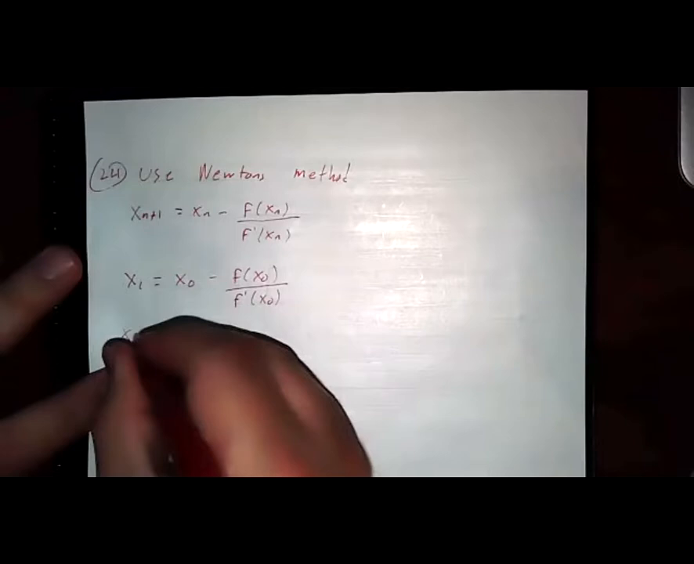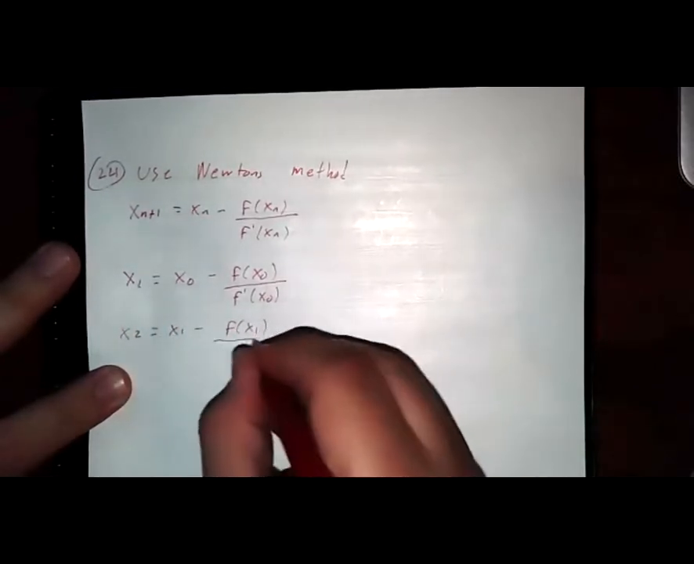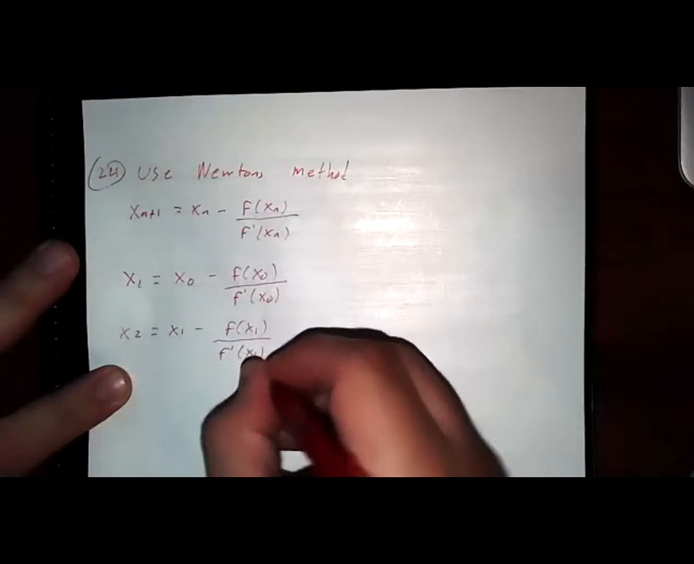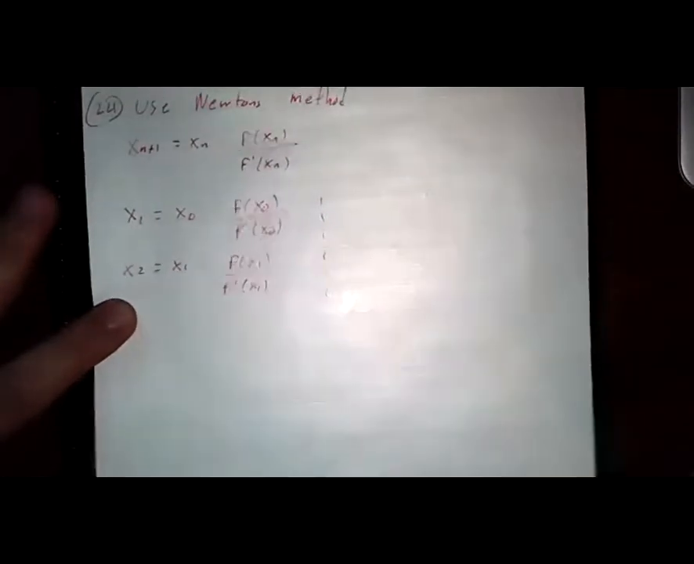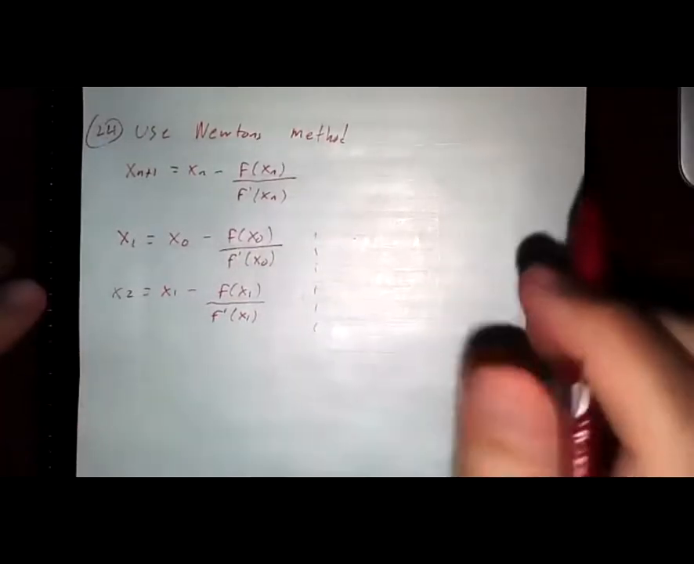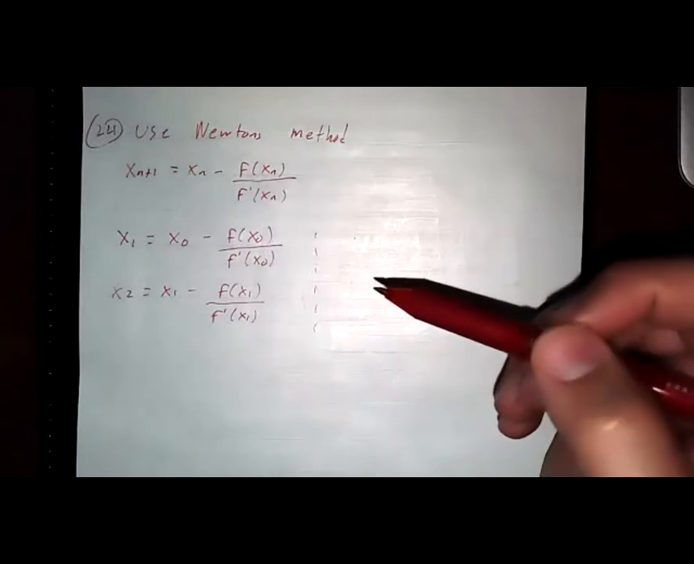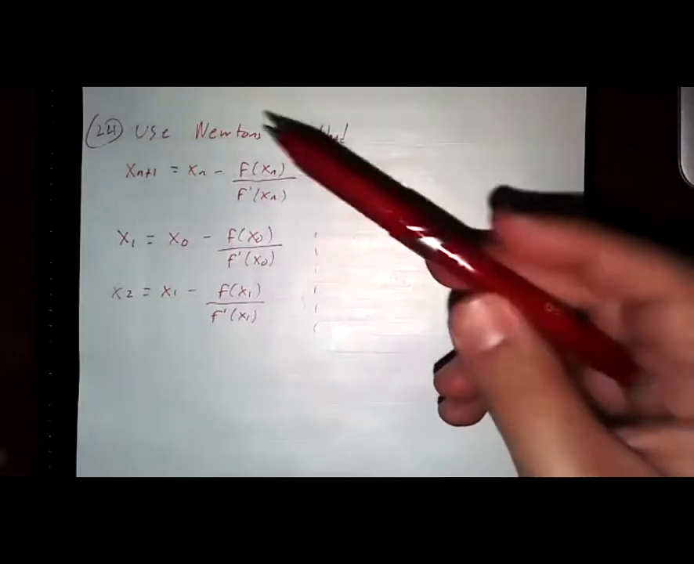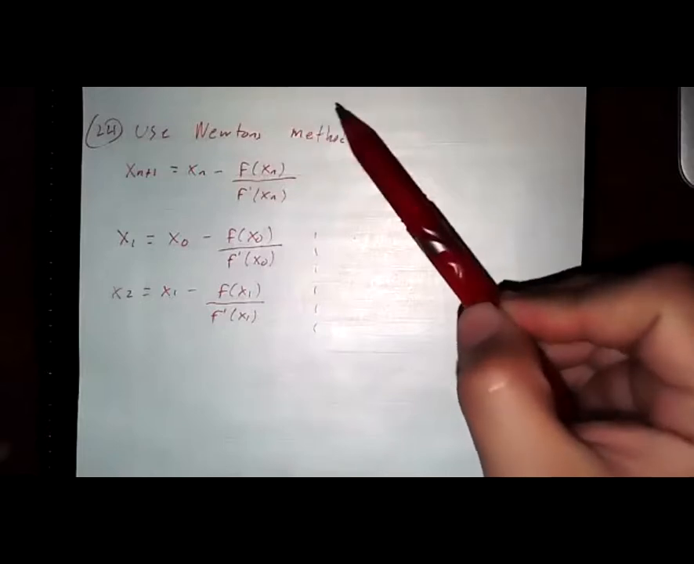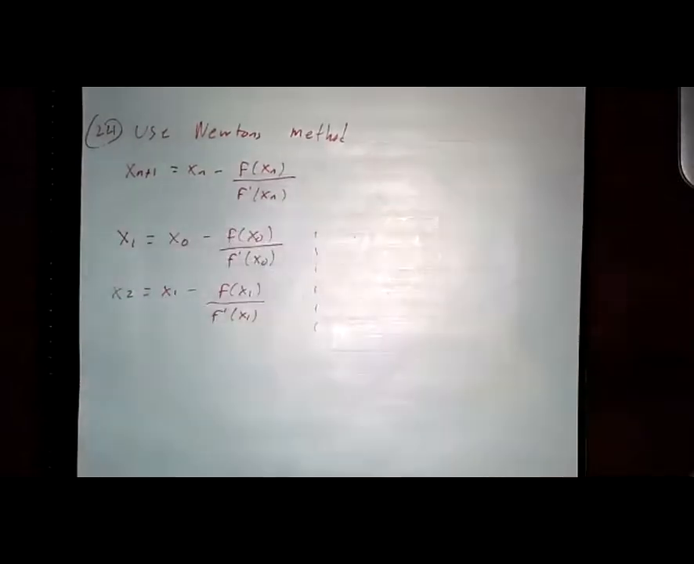So x2 would be x1 minus f of x1 over the derivative at x1. So you see how this repeats forever, right? So this is called an iterative method. This is something you would program, because you're not going to do this a million times. That's stupid. So Newton's method will approximate a zero using this general formula. So the exam will make you do it twice. That's it, because it wouldn't make sense to make you do more than that.